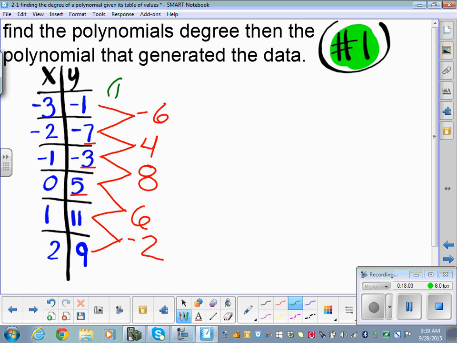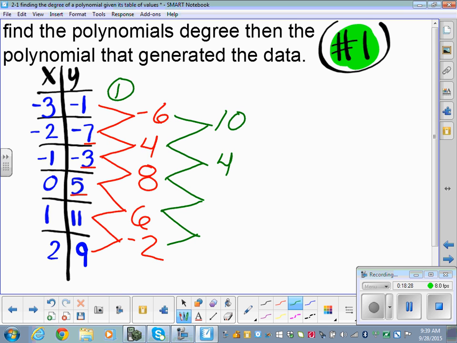Okay, let's take differences again. They're not the same when we took it the first time, so it's not linear. So we're going to take differences again. So I like to draw in my little thing here. And then keep going. So carefully, we're going to do 4 minus -6. 10. And then 8 minus 4. 4. 6 minus 8. -2. And then -2 minus 6. -8. Very good. Now our differences were not the same the second time we took it. It's not quadratic. So we'll continue.